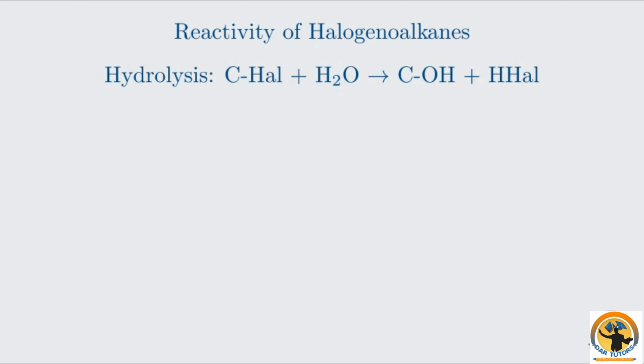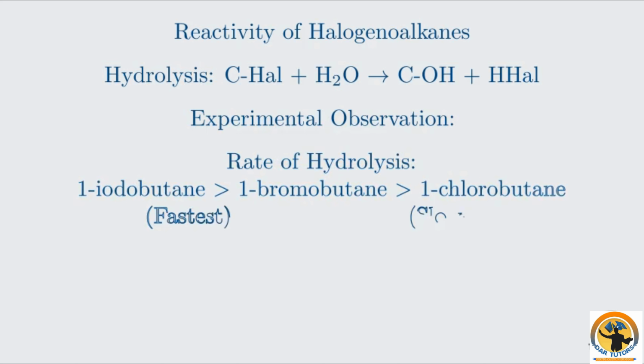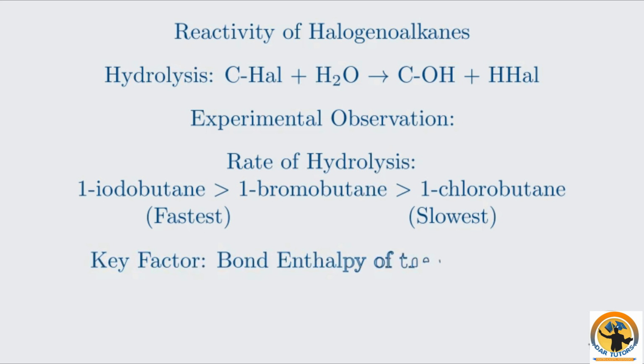The rate of the reaction can be monitored by timing how long it takes for a precipitate of the silver halide to form after adding silver nitrate. What do we observe? The reaction with the iodoalkane is the fastest, followed by the bromoalkane, with the chloroalkane being the slowest. To explain this trend, we look at the bond that is broken in the first step of the reaction, the carbon-halogen bond. In this reaction, the C-Hal bond must break. The strength of this bond is therefore a critical factor in determining the activation energy and thus the reaction rate.